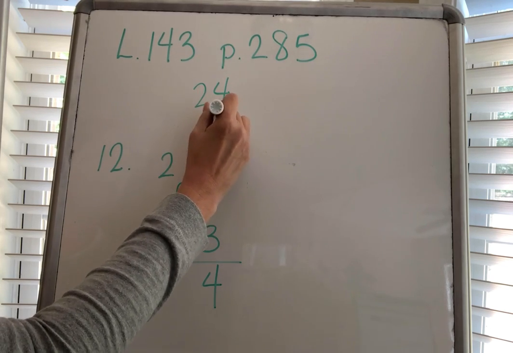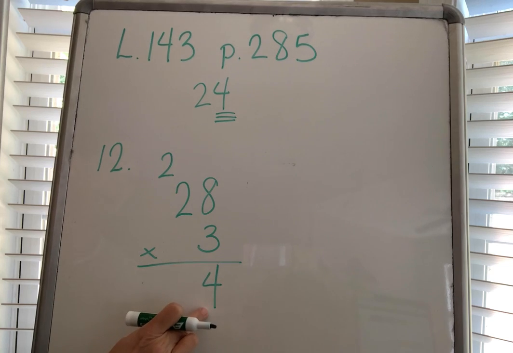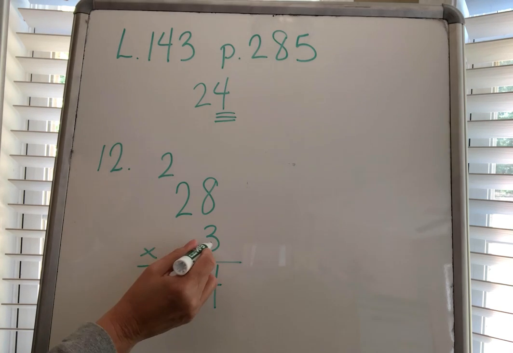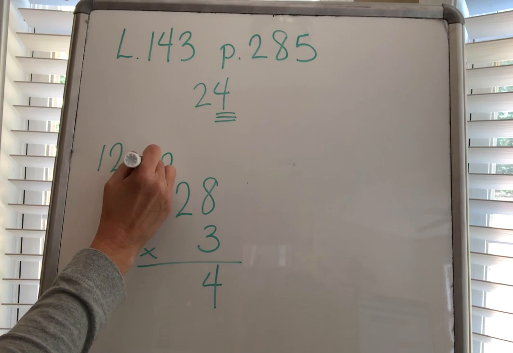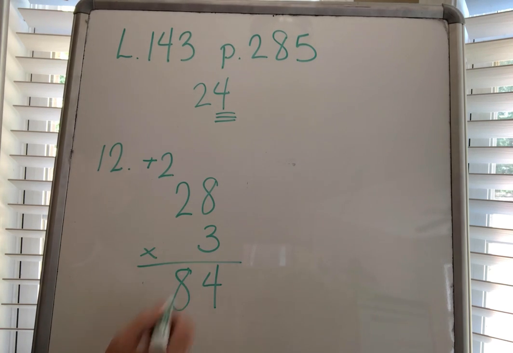This is always the number that's going to go in the ones place, because this number is in the ones place. This is the number that you're going to carry. Okay, so 3 times 2 equals 6, plus 2 equals 8. Okay, so 28 times 3 equals 84.